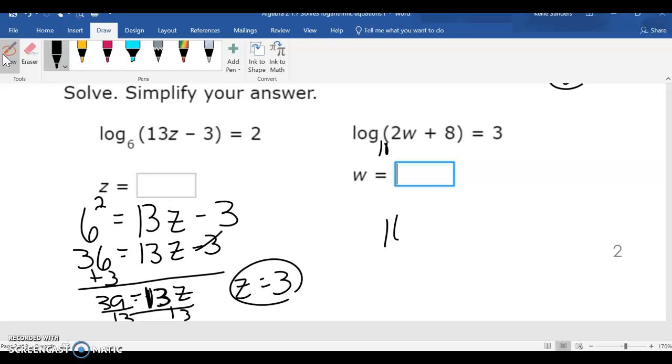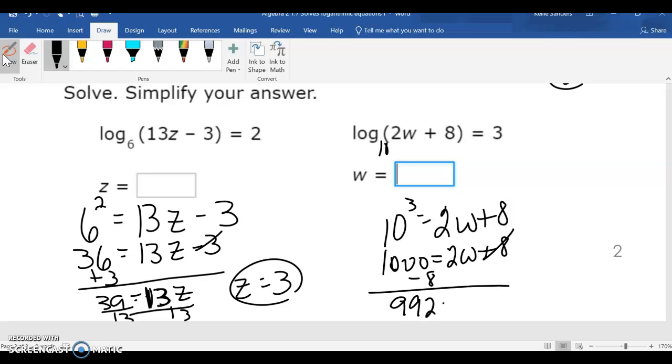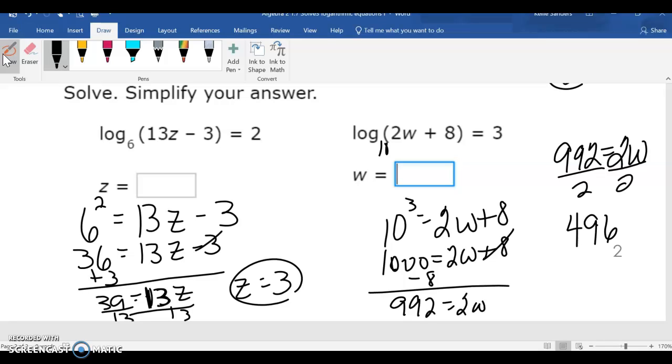The base is 10, so 10 to the 3 equals 2w plus 8. 10 to the 3rd is 1,000. Subtract 8 and get 992. And then you would divide by 2. And get 496. I did that in my head, so I'm just checking real quick. 496, yep. I think that's it.